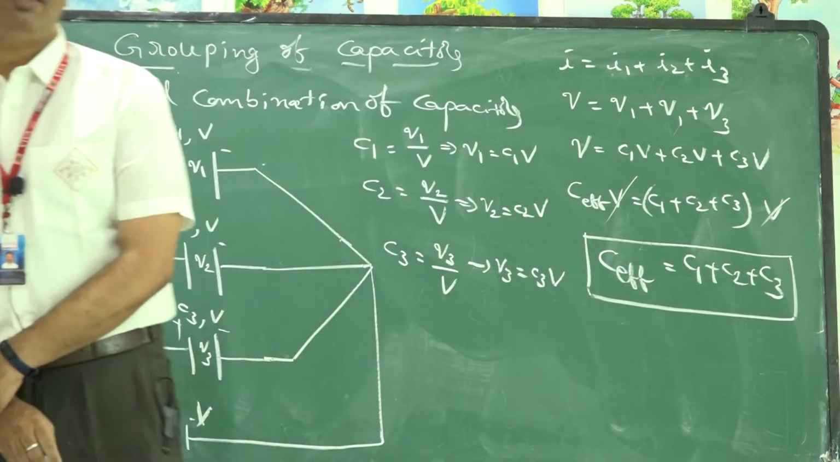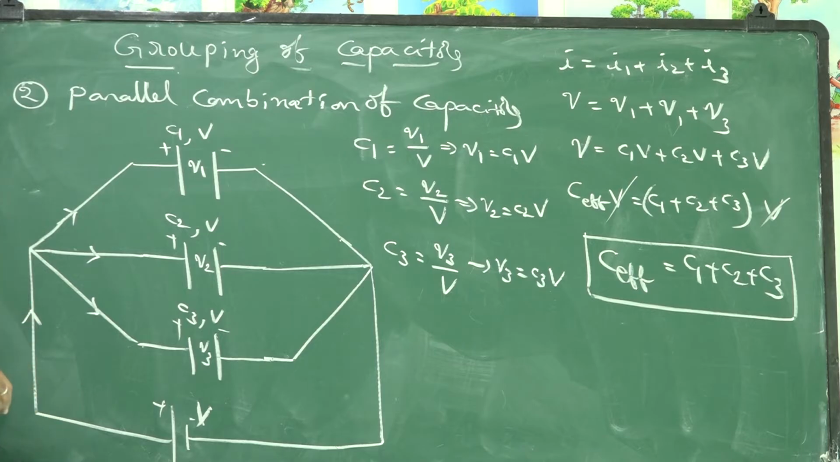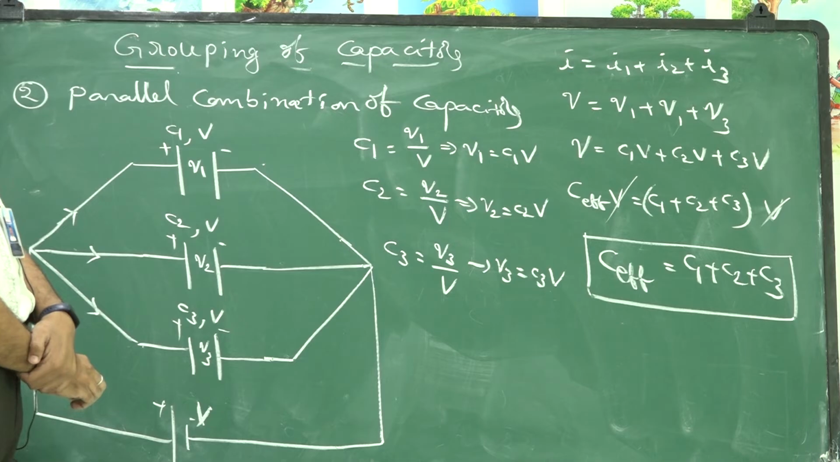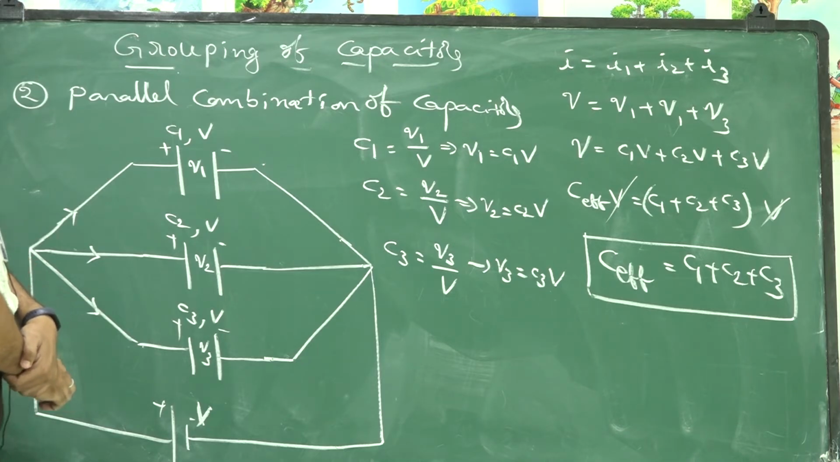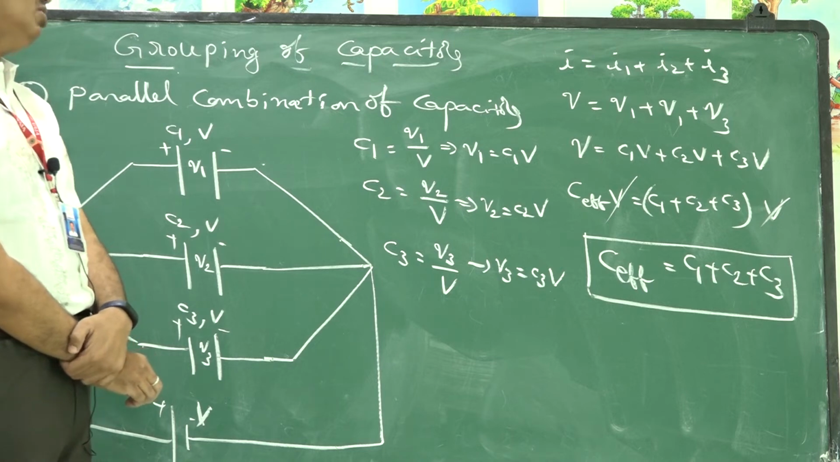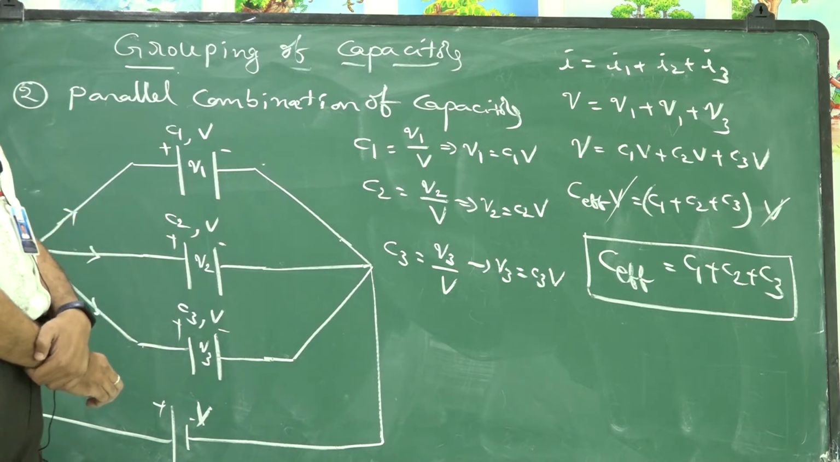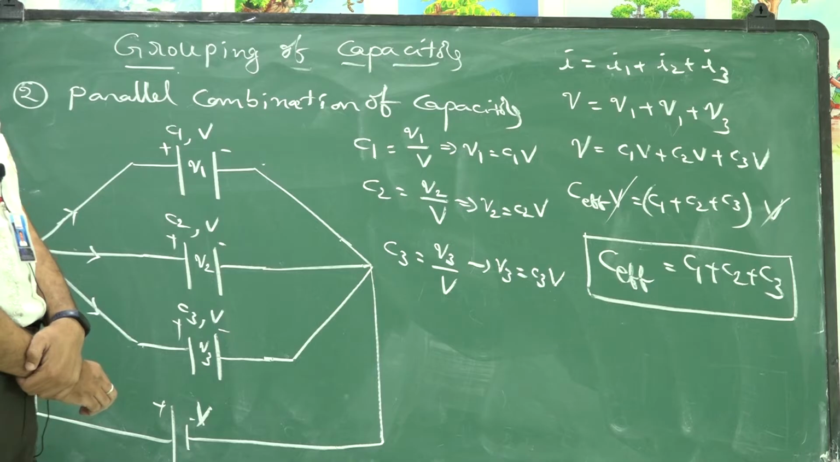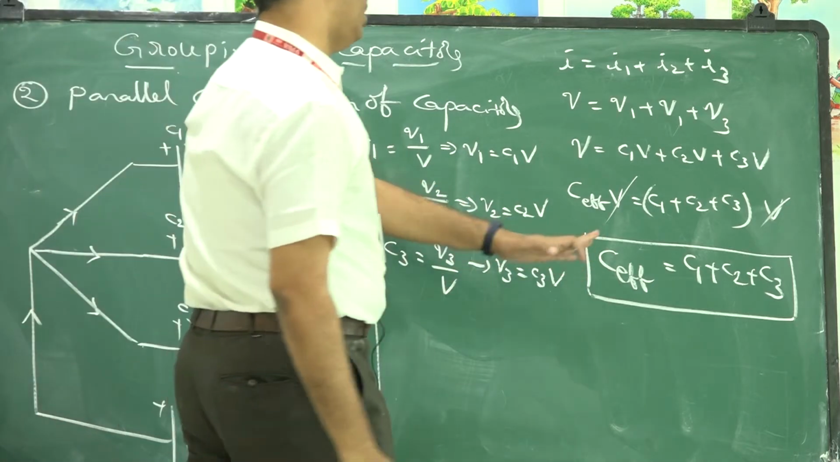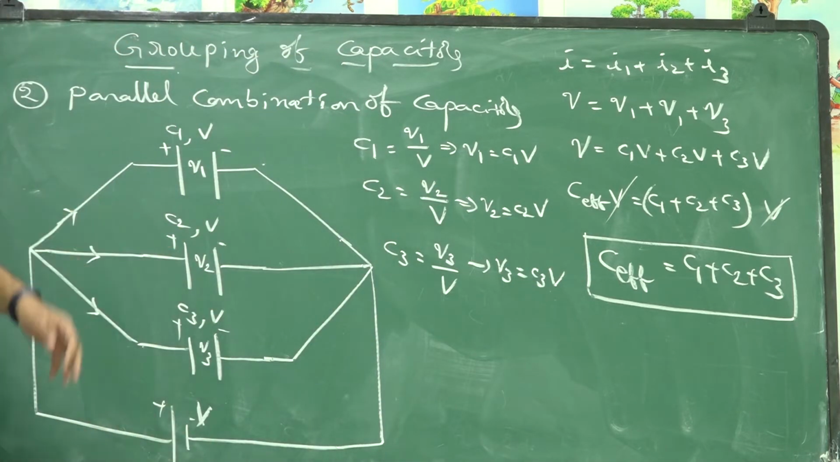We have to remember these two relationships. In series combination, the effective capacitance is given by 1 by C effective is equal to 1 by C1 plus 1 by C2 plus 1 by C3. In parallel combination, the effective capacitance is given by C1 plus C2 plus C3. By remembering these formulae, we will solve certain problems.